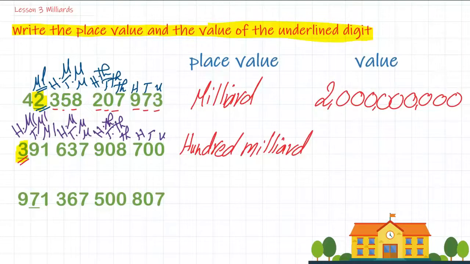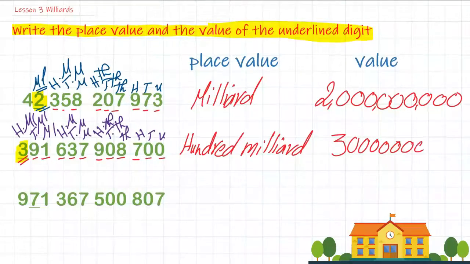Okay, what about its value here? So write 3 here. After that, let's count the digits to the right of it. 1 2 3 4 5 6 7 8 9 10 11. So we're gonna replace it with 11 zeros. Let's count 1 2 3 4 5 6 7 8 9 10 11.